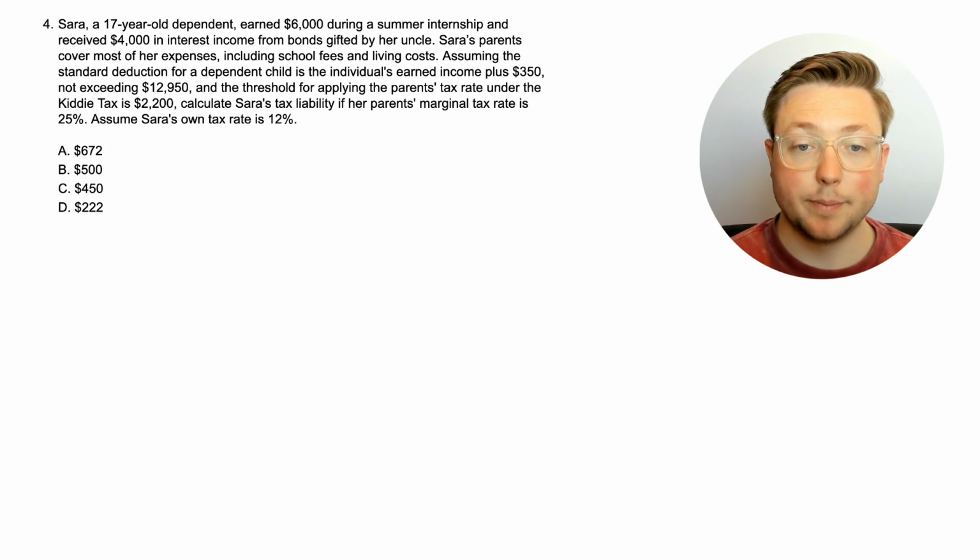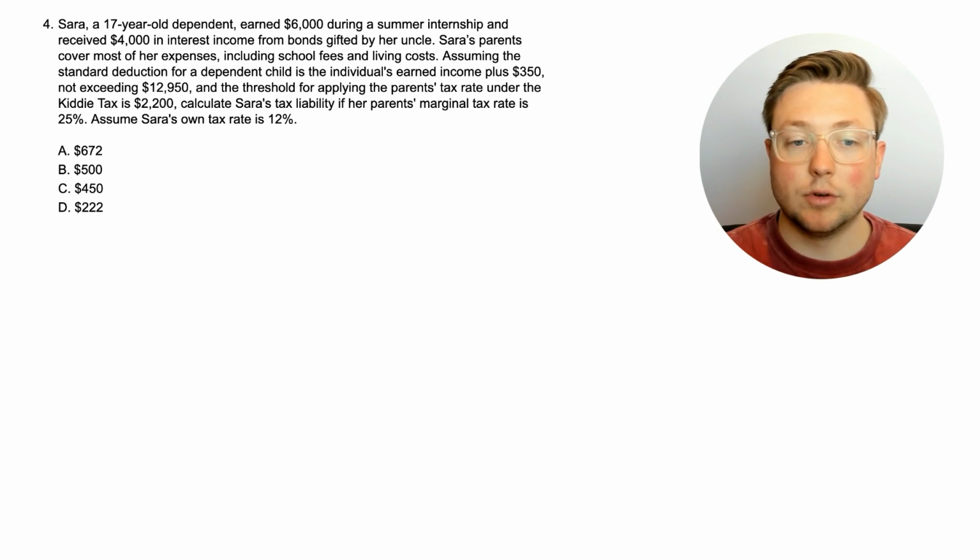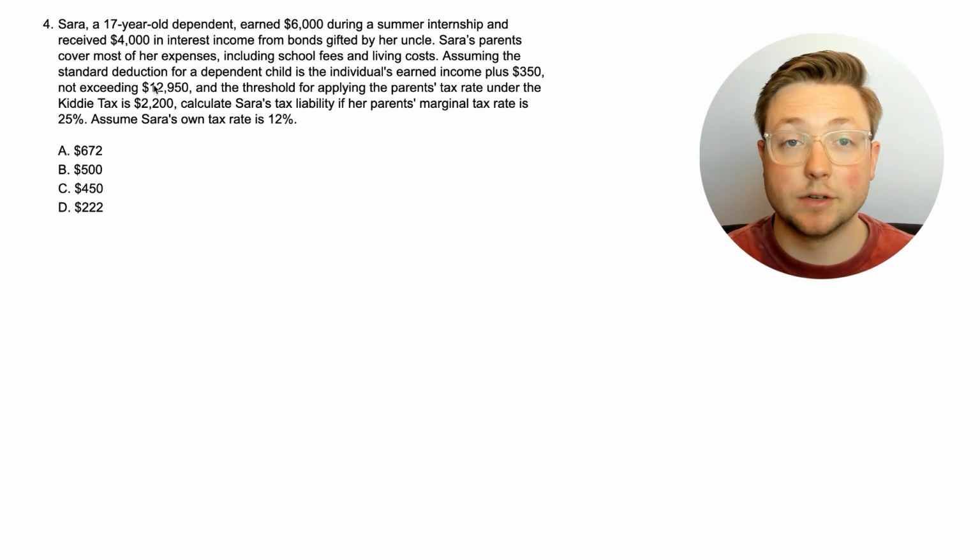Sarah, a 17-year-old dependent, earned $6,000 during a summer internship and received $4,000 in interest income from bonds gifted by her uncle. Sarah's parents covered most of her expenses, including school fees and living costs, assuming the standard deduction for a dependent child is the individual's earned income plus $350, not exceeding $12,950. And just letting you know, that's trying to say that it can't exceed the current year standard deduction for an individual. If you notice, this is pretty close to what the standard deduction would be for an individual in the current year. So that's what this number is, by the way, just in case you've been wondering that.